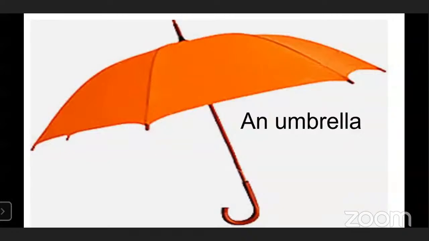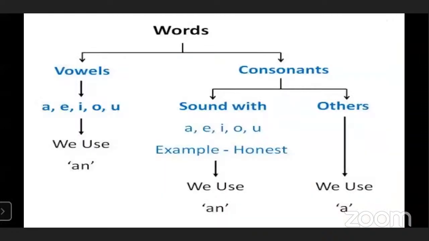Now here see the pronunciation of U. U is a vowel. An umbrella. Here is the difference why we said many vowels with A. See the vowels A, E, I, O, U. We use an with these vowels, with any word which begins with A, E, I, O, U, we use the article an. But the consonant which sounds like A, E, I, O, U, we use an with that consonant also.